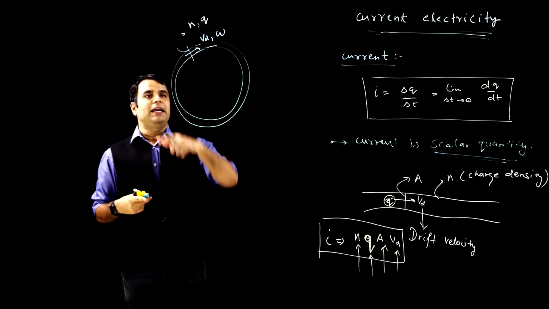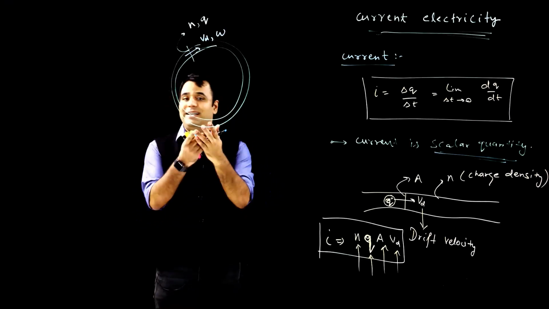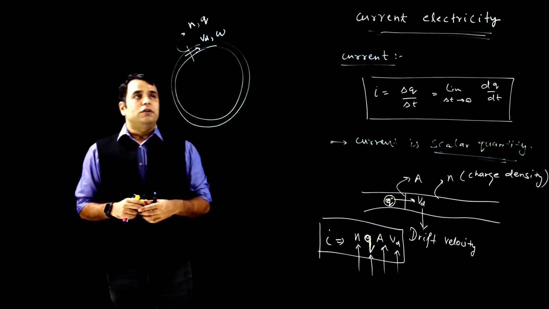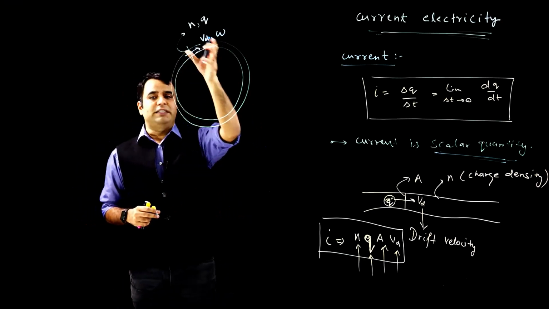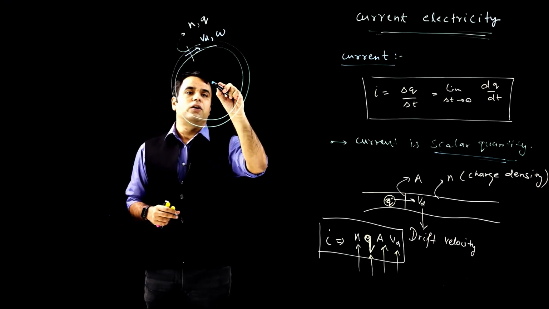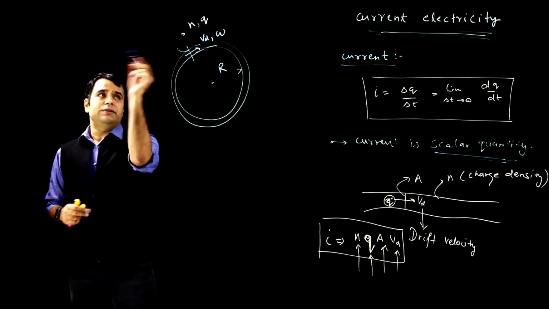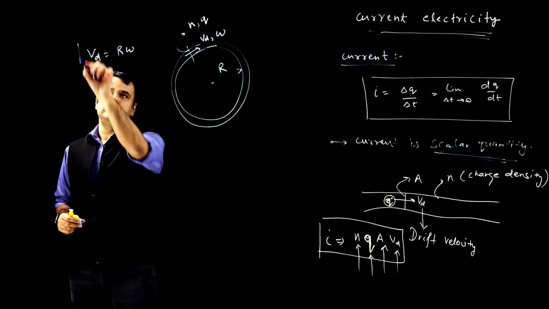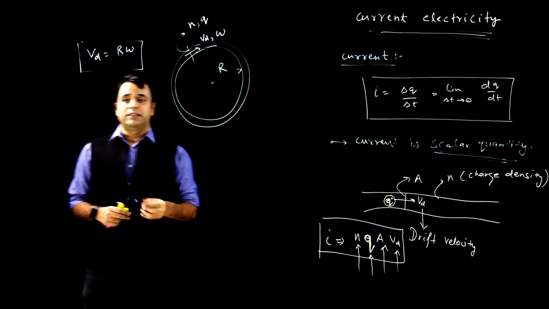If the charged particle is revolving in a circle, we don't need this conductor. All we need is a charged particle. In that case, this will be omega. These charged particles are moving with velocity Vd, or we can say they are revolving with angular velocity omega, and the radius is given as r. In this case, Vd can be written as r omega, because Vd is the velocity here and omega is the angular velocity.